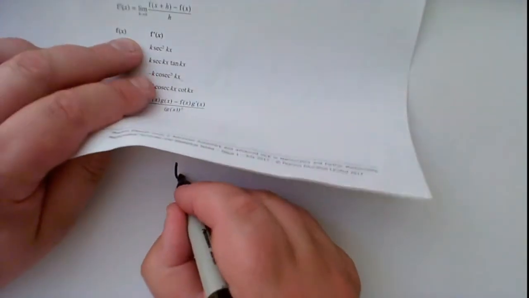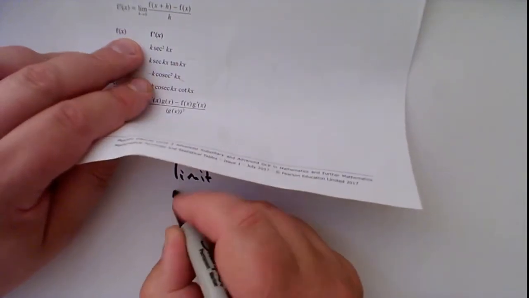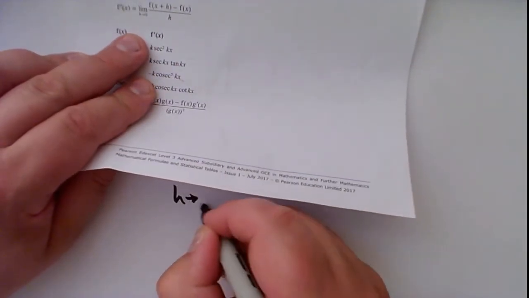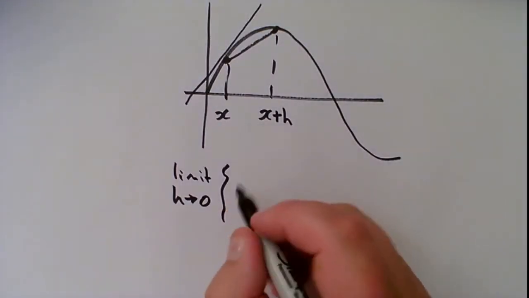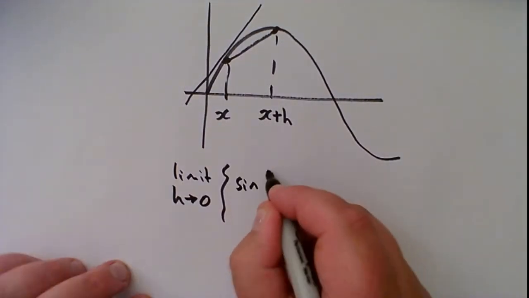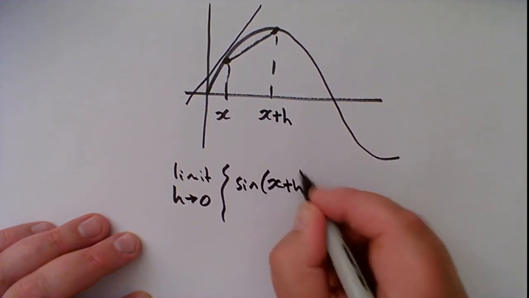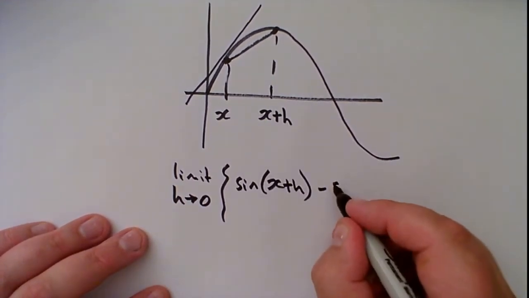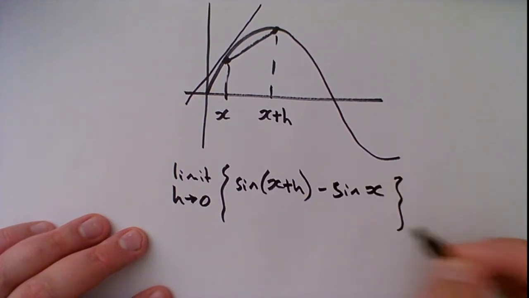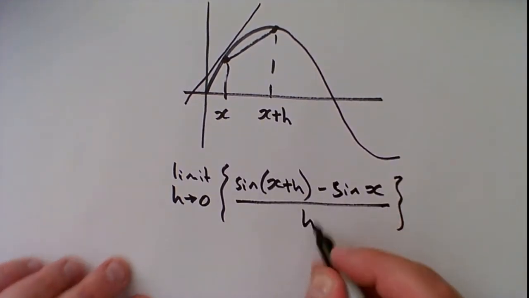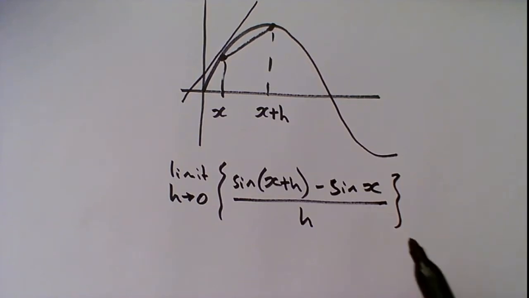It says, and I just copy it all out, so I've got the limit as h tends to 0 of f of x plus h. Our f of x in this case is sine of x plus h, carrying on with the formula, minus sine of x, and that's all over h. So that first bit I've got straight from the formula booklet.